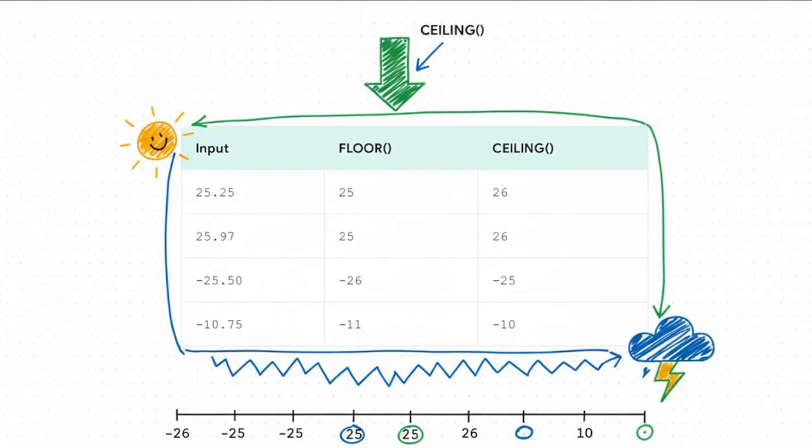All right, let's see these two in action. With positive numbers, it's totally what you'd expect. 25.25, 25.97. Floor gives you 25, ceiling gives you 26. Easy. But now, look at the negative numbers. This is where you've got to pay attention. The floor of negative 25.50 is actually negative 26, because negative 26 is the integer below it on a number line, and the ceiling is negative 25, which is the integer above it. Now, this might seem like a tiny detail, but for things like financial calculations, especially when you're dealing with debt or negative balances, getting this right is absolutely critical.